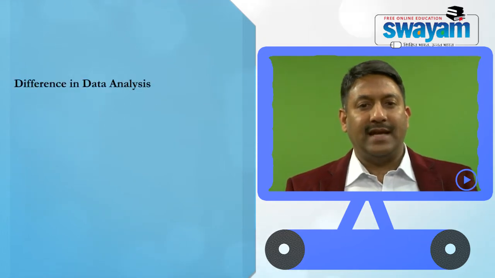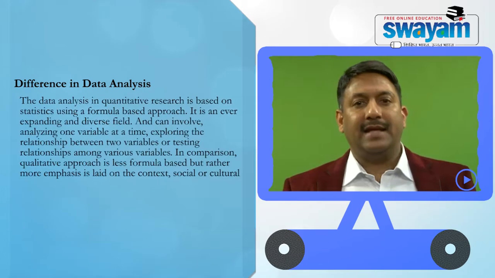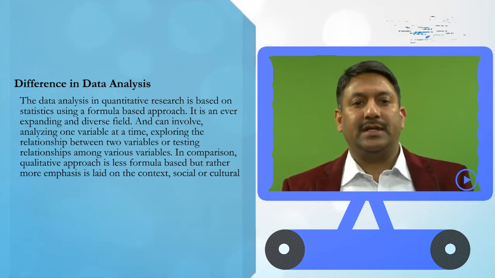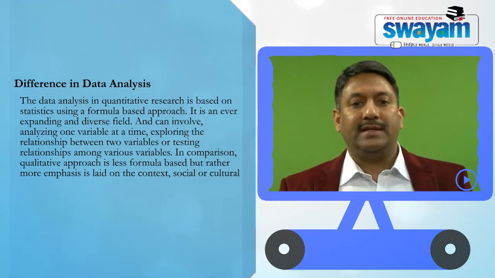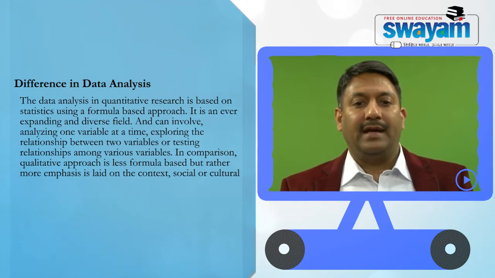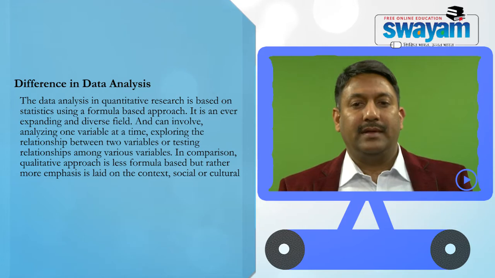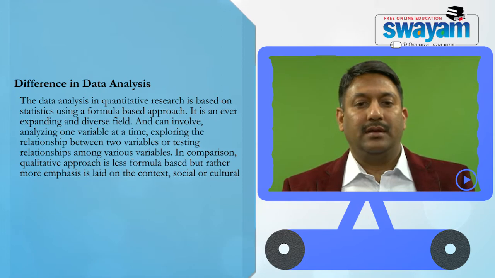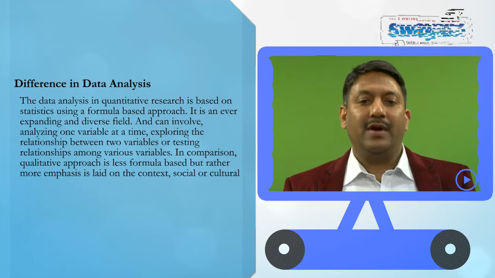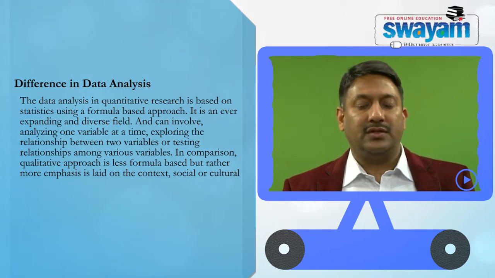The difference in data analysis. The data analysis in quantitative research is based on statistics using a formula based approach. It is an ever expanding and diverse field and can involve analyzing one variable at a time, exploring the relationship between two variables, or testing relationships among various variables. In comparison, qualitative approach is less formula based, but rather more emphasis is laid on the context, social or cultural.